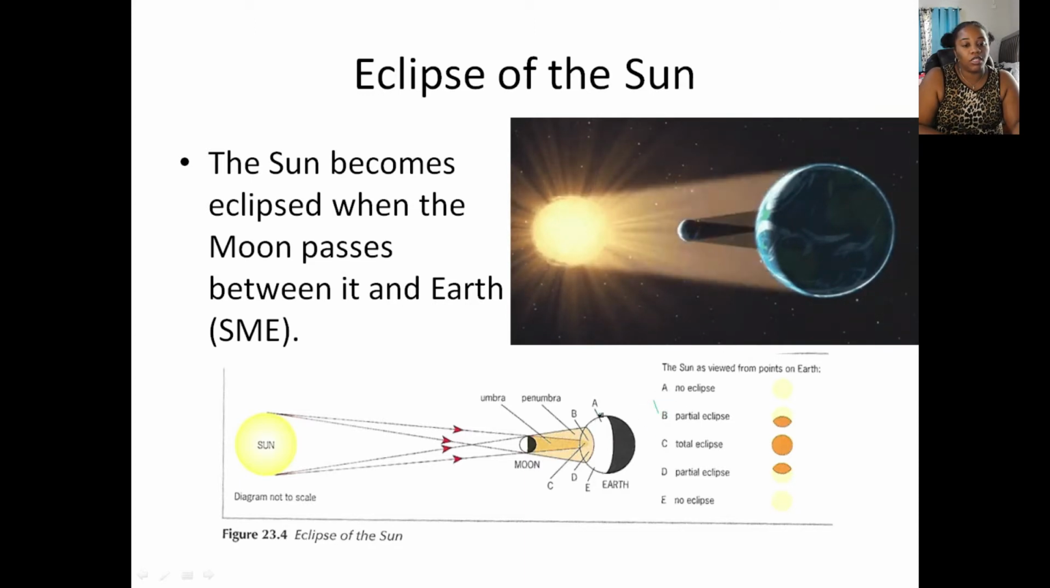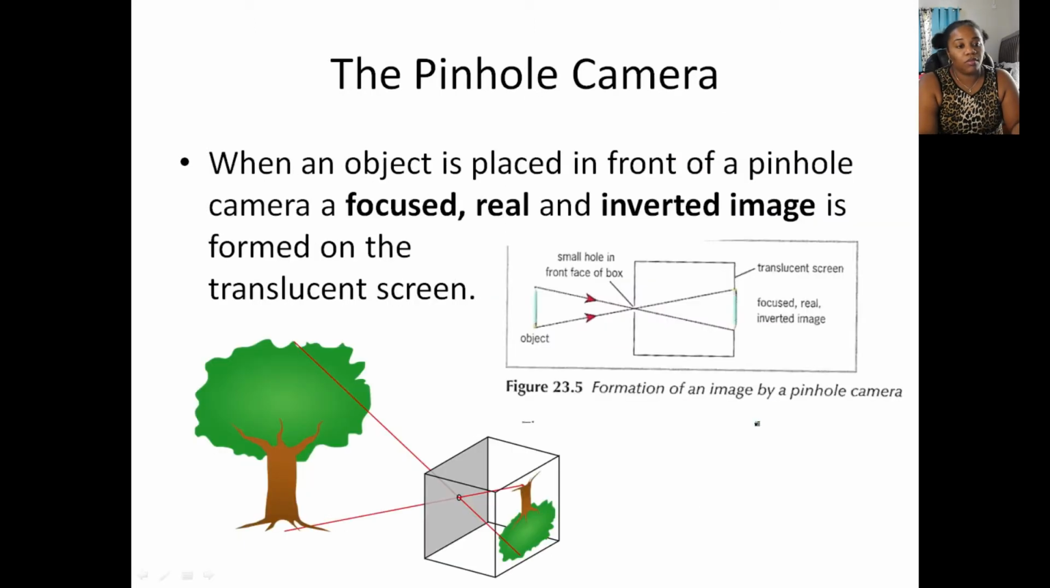At point A, the eclipse is happening, but if you live in region A and E, you won't experience an eclipse. If you live in region B and D, you are going to experience an eclipse. It's only going to be partial. If you live in region C, you're going to experience a total eclipse, full-on eclipse.